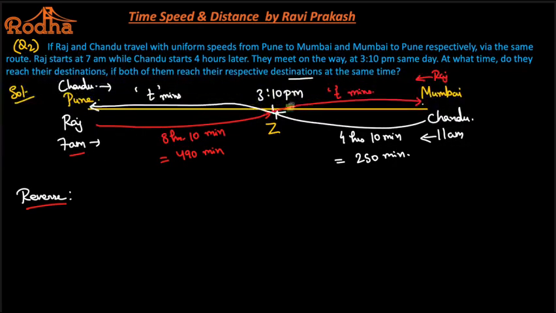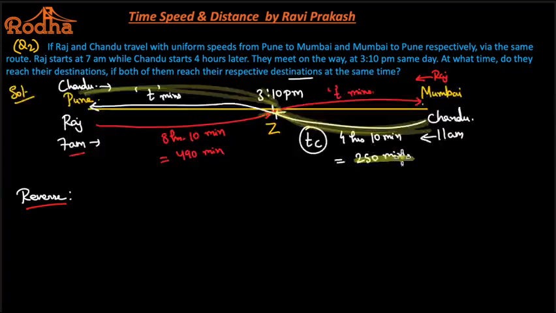Acha. After that, Chandu will take 4 hours 10 minutes to reach here. So can I say that this is actually my TA here? Okay, so this is the time taken by Chandu, let's say this is my TC here. So Chandu, as I assumed here in a reverse way, started at this point and reached here in t minutes. After that, he took 4 hours 10 minutes, that is 250 minutes more, to reach here.